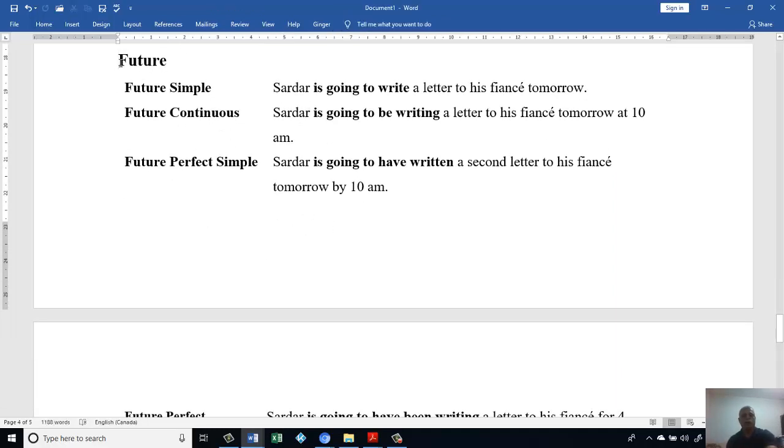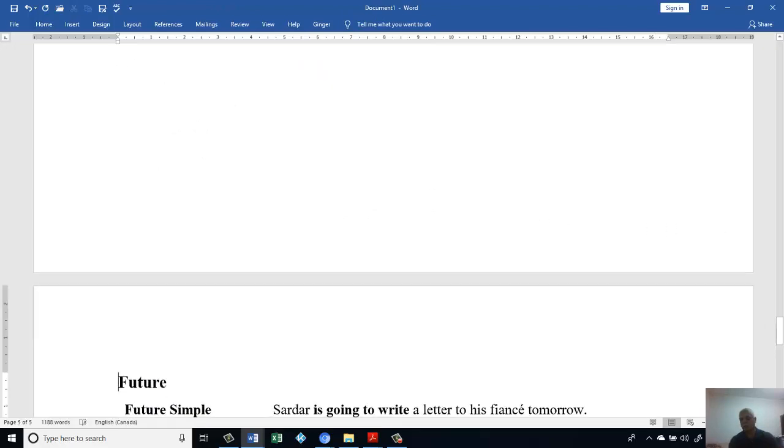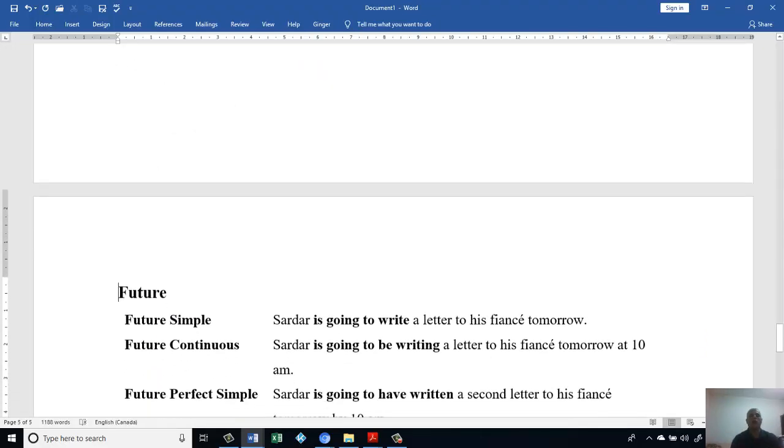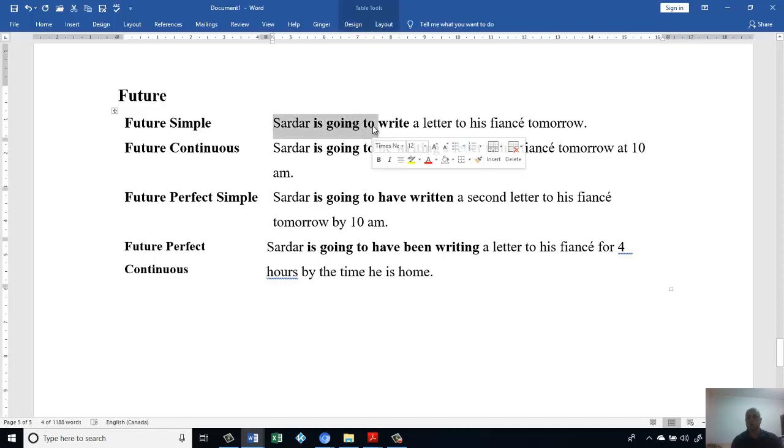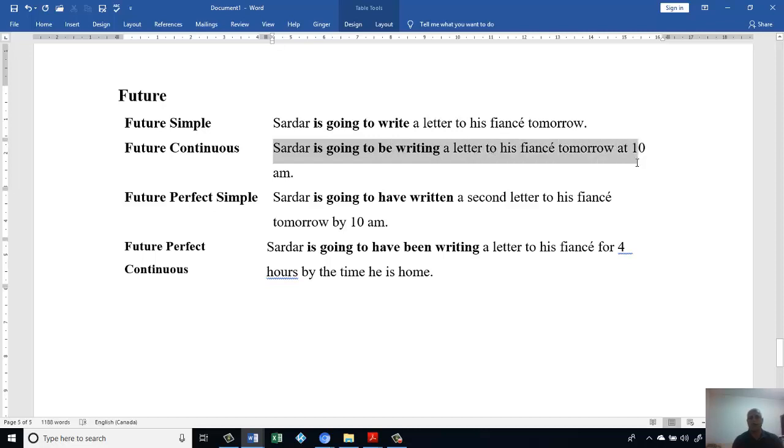Let's look here. We have the same thing, future simple. Because we have two kinds of future, with will or with going to. Simple future, Sardar is going to. This is an indication for the future. Then we have the root of the verb, or infinitive we call it, right. Then future continuous, only simple continuous. Sardar is going to be writing a letter to his fiancée tomorrow at 10 a.m.